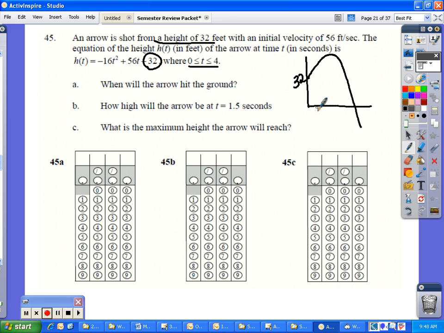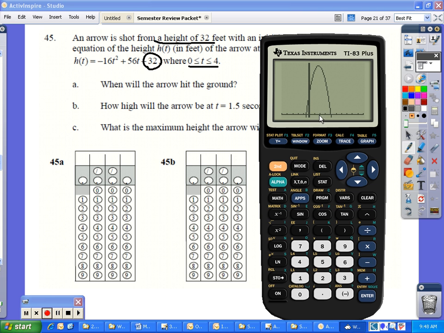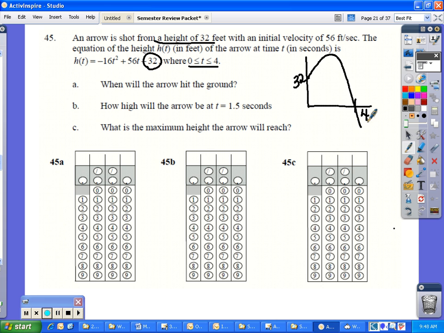You will notice on your graph as well, it's hitting the ground at 1, 2, 3, 4 seconds. So this is actually 4 seconds. And so then we can answer letter A, which is when will the arrow hit the ground. It will hit it at 4 seconds. So you want to grid that in as a 4.